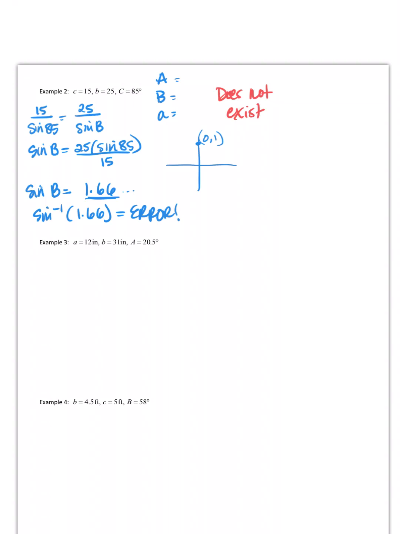So let's try example 3. Again, only one angle is given. So I need to find big B, big C, and it looks like little c. So we're going to start with what we're given. Little a over the sine of big A, which was 20.5, equals little b, 31 over the sine of big B. Okay, if I do my cross multiplication and algebra stuff, I'm going to end up with 31 times the sine of 20.5, all divided by 12.